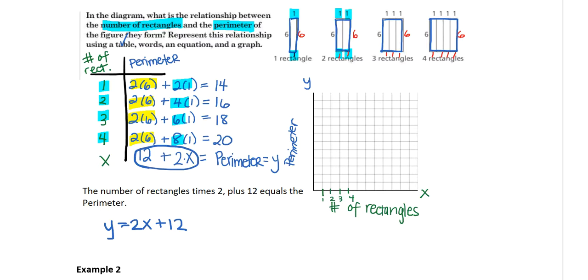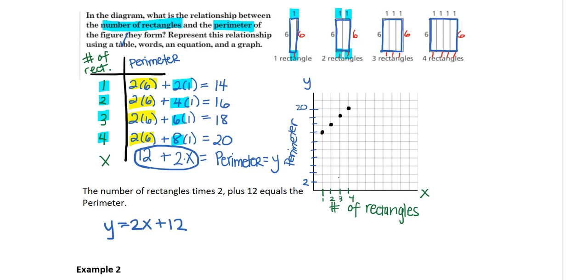The perimeter, we need to get it up into 20. So maybe we should go, let's see, by twos. Let's see, 2, 4, 6, 8, 10, 12, 14, 16, 18, 20. So let's go by twos here. Now let's plot our points. So one rectangle is a perimeter of 14. So over 1, up 2, 4, 6, 8, 10, 12, 14. Two rectangles would be 16. Three rectangles was 18. Four rectangles is 20.